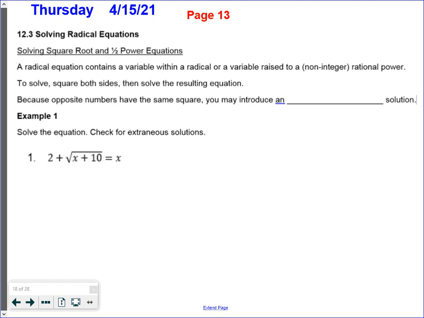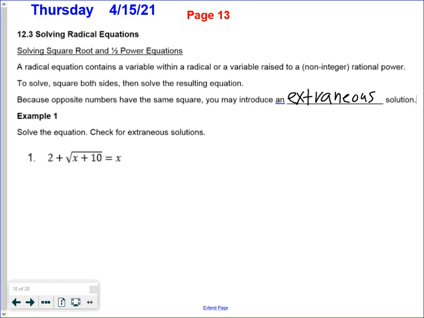So, a radical equation contains a variable within a radical or a variable raised to a non-integer rational power. To solve, we're going to square both sides, and then we're going to solve the resulting equation. Because opposite numbers have the same square, you may introduce an extraneous solution. And remember, an extraneous solution is a solution that we get when we solve for x, but it doesn't actually work in the context of our original equation. Because of that, we always have to check our solutions when we're solving with square root functions.